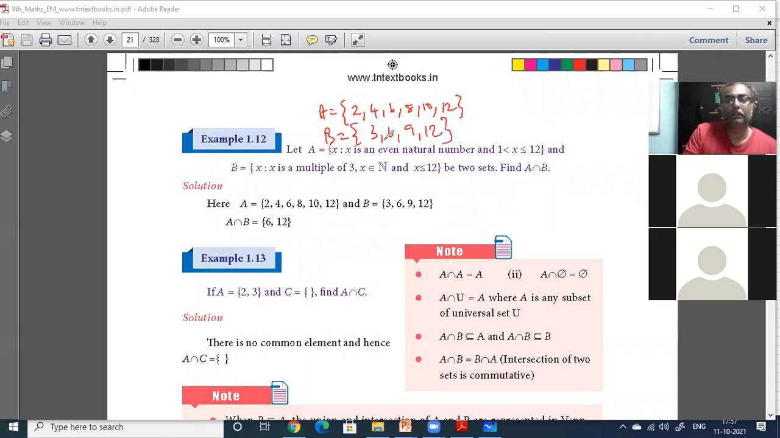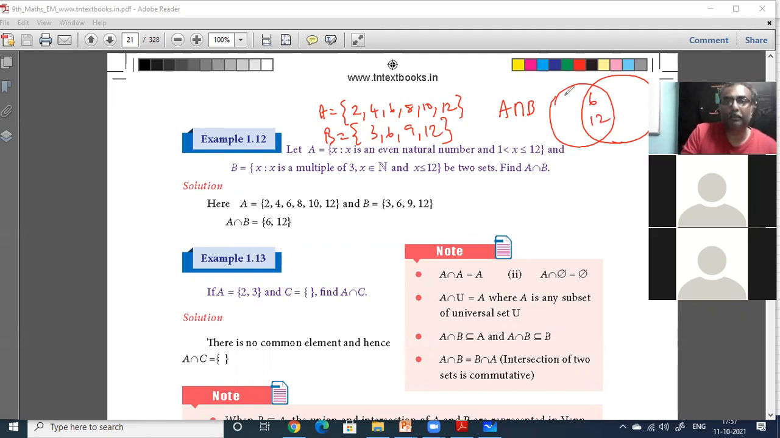Okay, very good. Find A intersection B. Do you want to use a Venn diagram or normal methods? Use a Venn diagram. Okay, uncle. Now, what are the common elements? 6 and 12. You put 6 and 12 here.